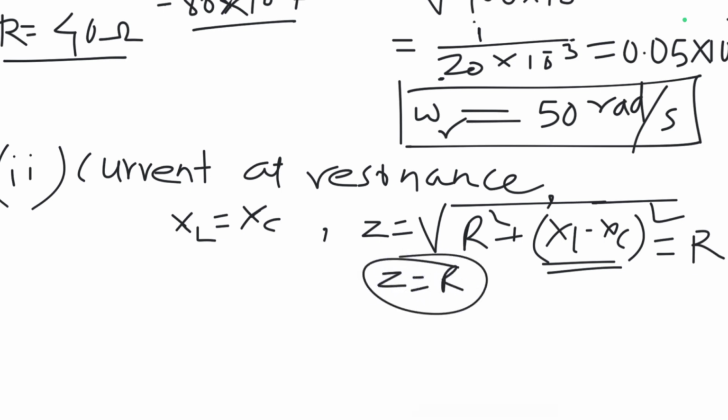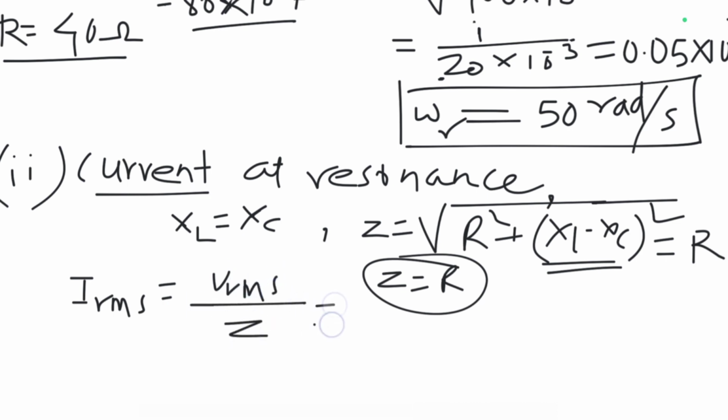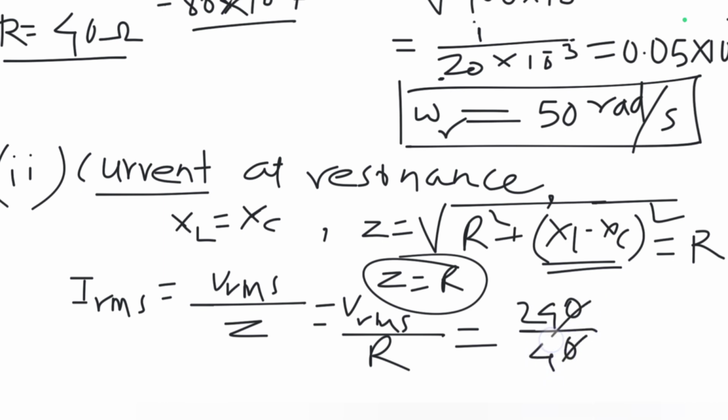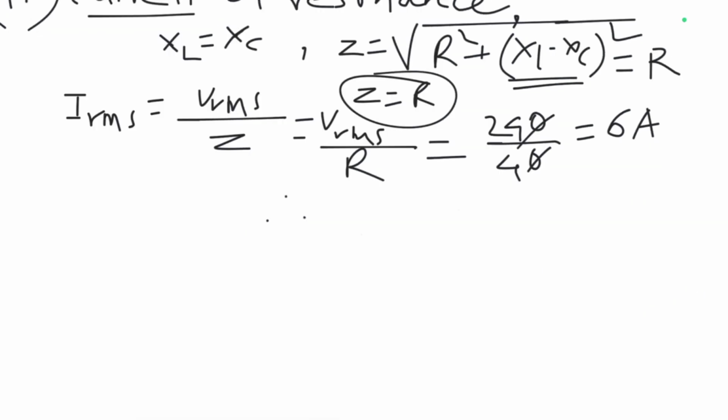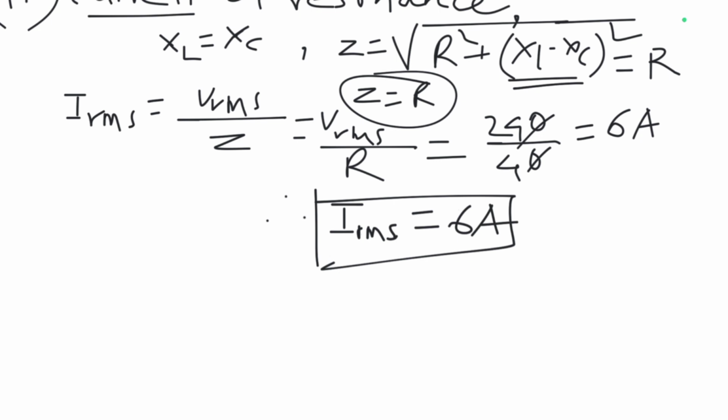Now I have to calculate the current. The current I rms will be equal to V rms upon Z, but Z is here R, so I will write V rms upon R. Now, what is my V rms? You can see that it was 240, given in the question. And R is 40 ohm, which is also given in the given section. So it will become 6 ampere. So we can say that current at resonance becomes 6 ampere. That is our second sub question; we got its answer.